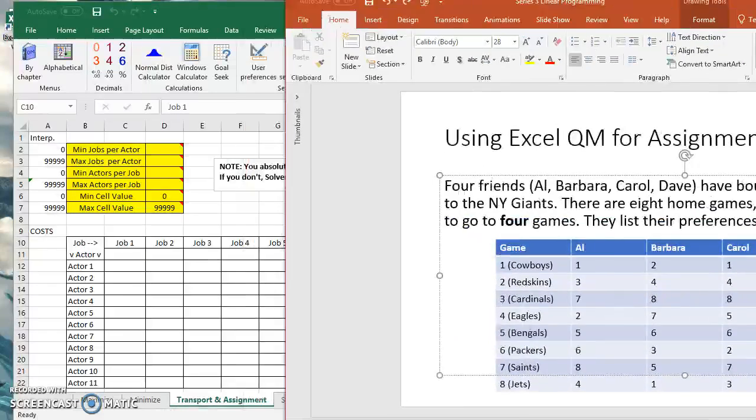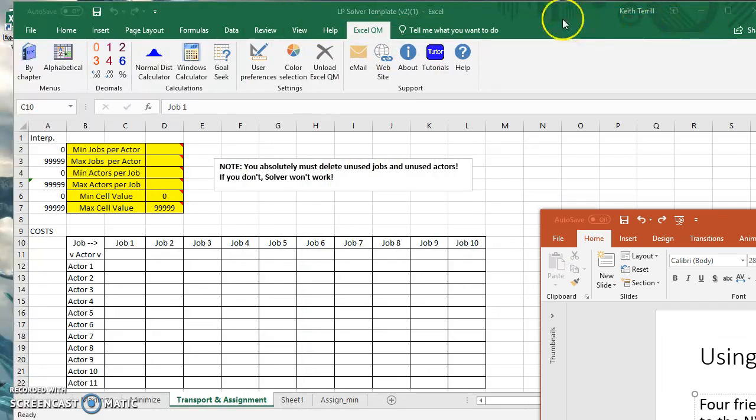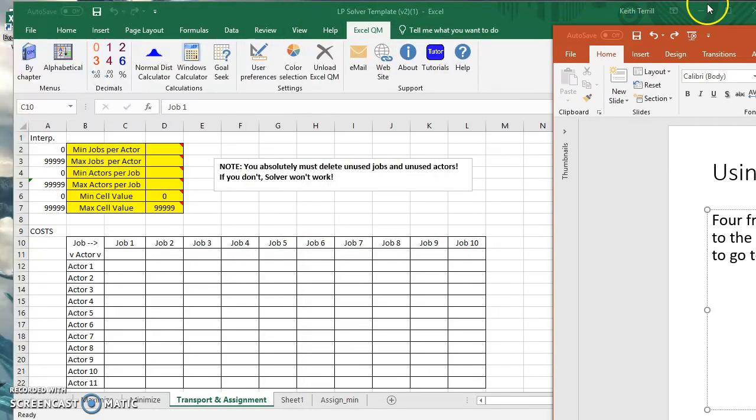So let's get this stuff transcribed. Move this outside. Move it up. Okay.